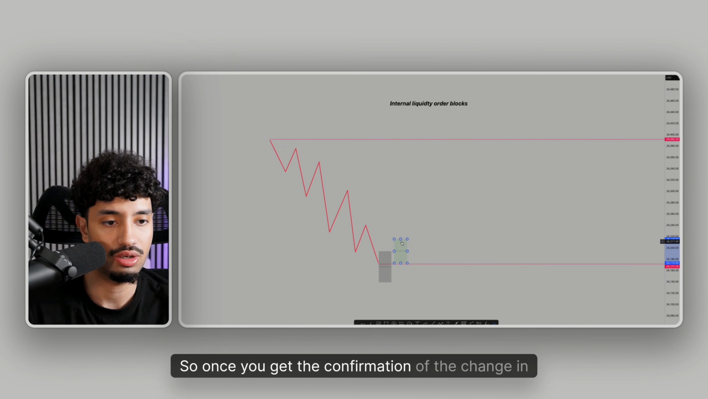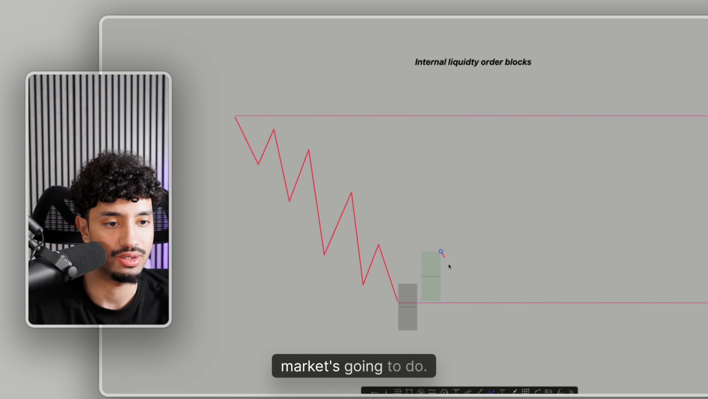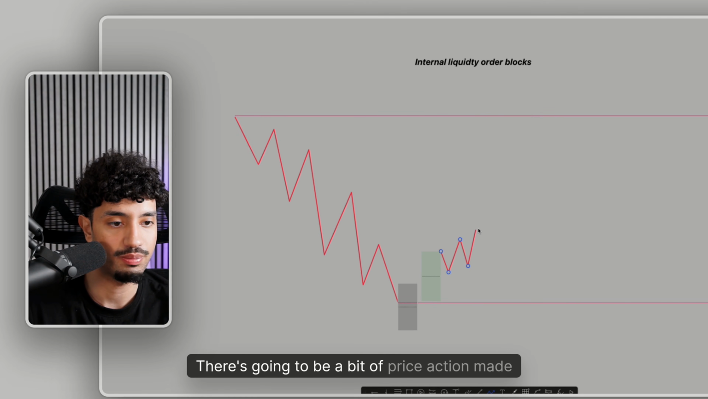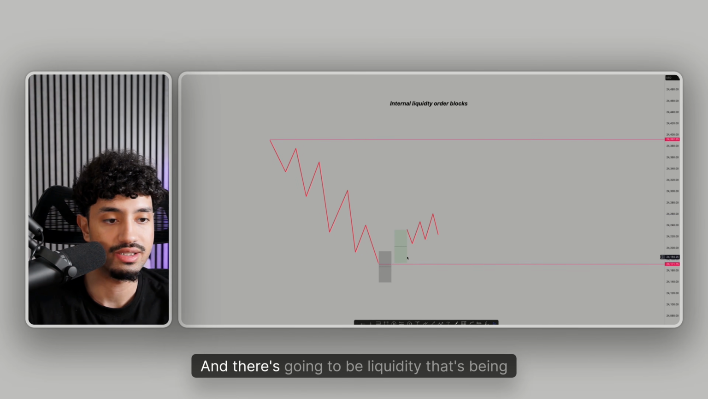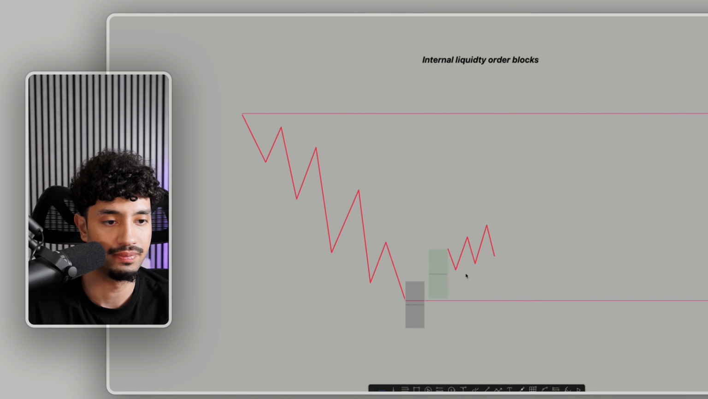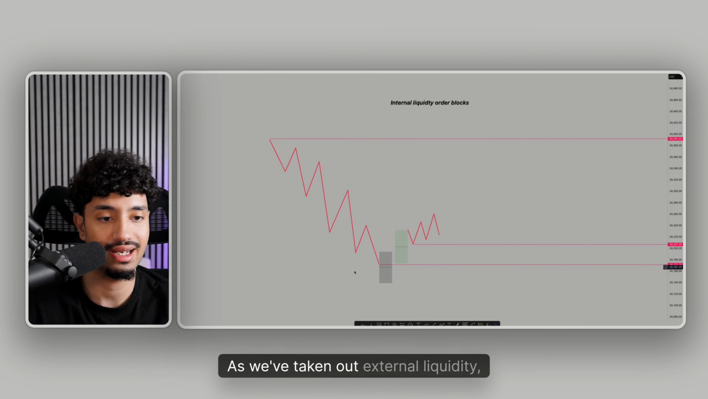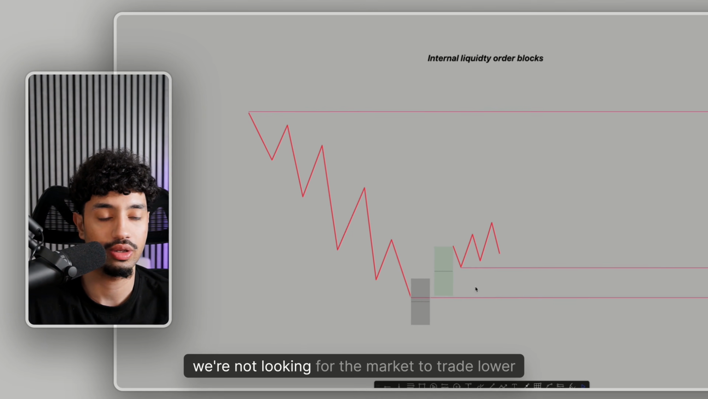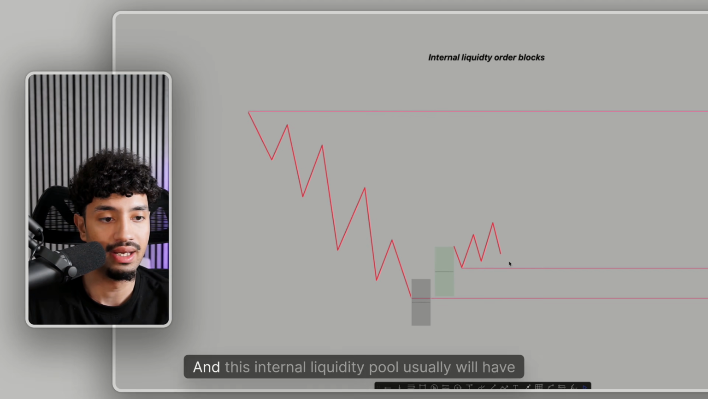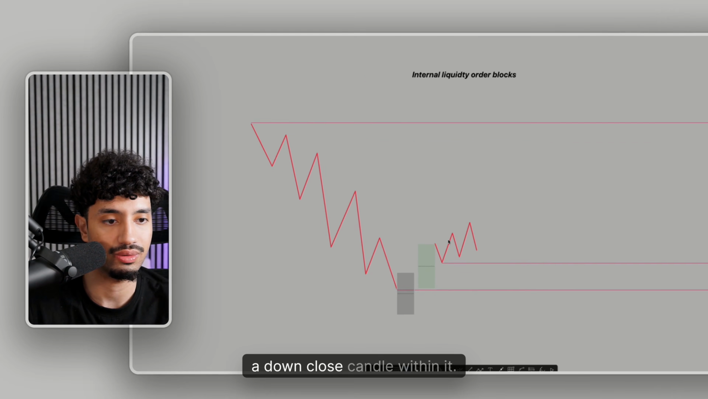Once you get the confirmation of the change in delivery, you're going to find this is what the market's going to do. There's going to be a bit of price action made within here, and there's going to be liquidity being made below these lows. So down here, sell side liquidity rests. This is internal liquidity. As we've taken out external liquidity, we're not looking for the market to trade lower again. And this internal liquidity pool usually will have a down close candle within it.